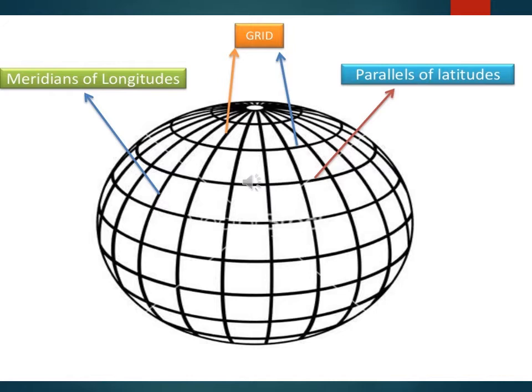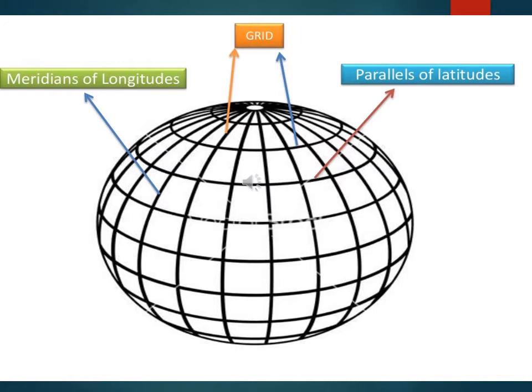As you can see, these parallel lines are latitudes. The lines, the complete circles, parallel circles which you can see, they are latitudes. Then the lines running as semicircles from north to south, these are longitudes.